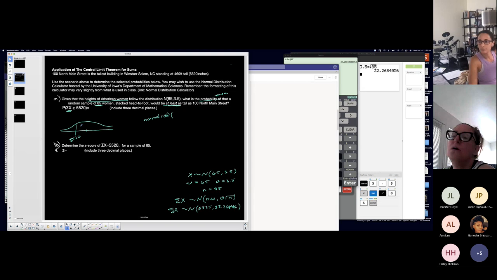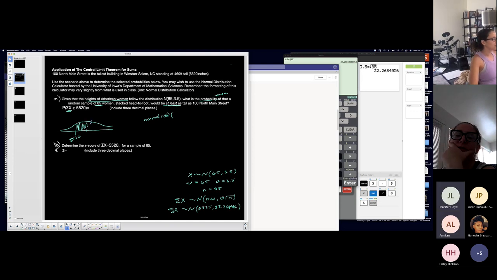Do you guys know? At least means that or more, which would be to the right. To the right. So we have the area to the right, which is representing this probability.